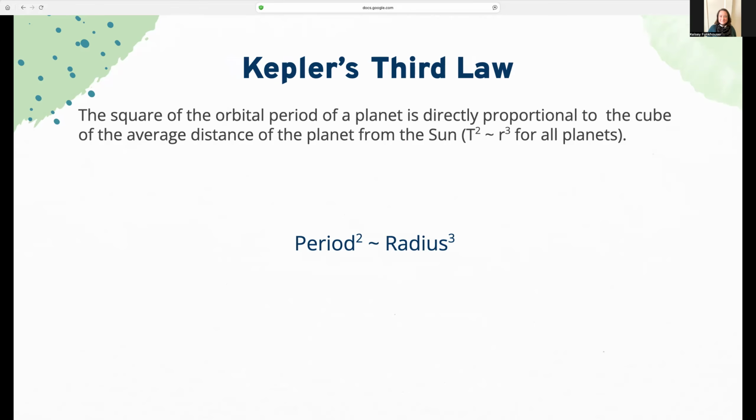And Kepler's third law says the square of the orbital period of a planet is directly proportional to the cube of the average distance of the planet from the sun, which sounds like a lot and confusing, but it's really just telling us that the larger the orbit, the longer the period. It's the period squared that's proportional, remember, that's what that wiggle means, to the radius cubed. So it makes sense that if it's got a bigger radius, it's going to take longer to make the orbit. But there's also a mathematical relationship between the two. That's the point of Kepler's third law.